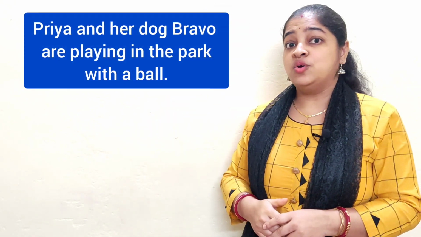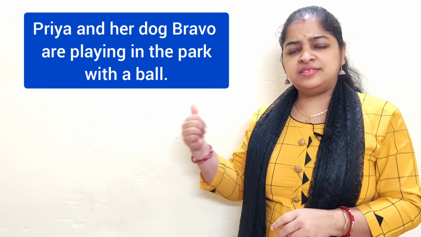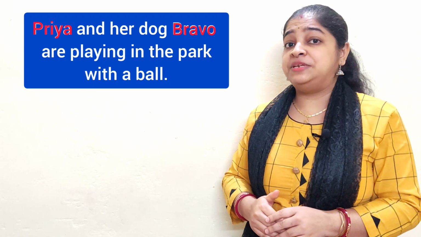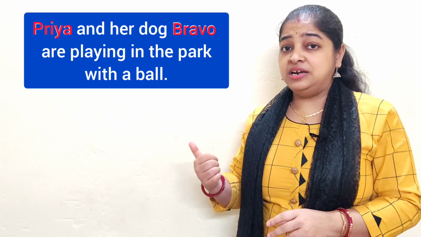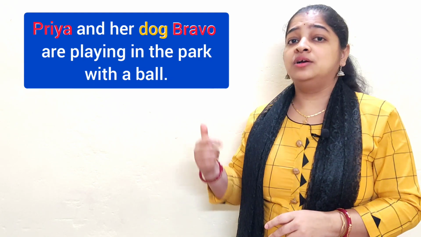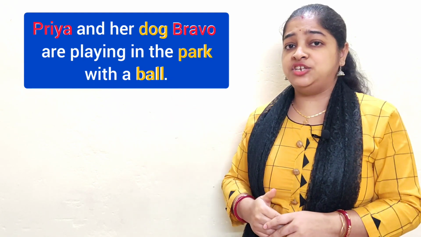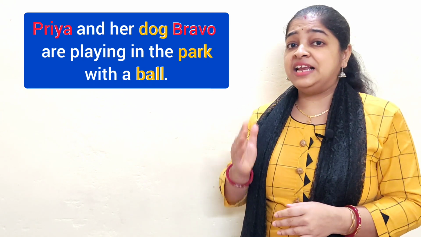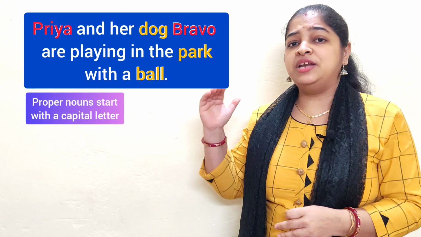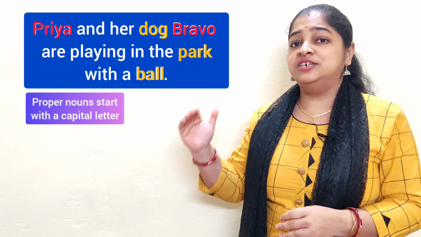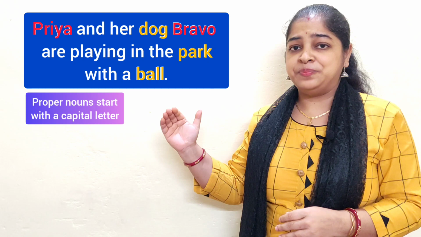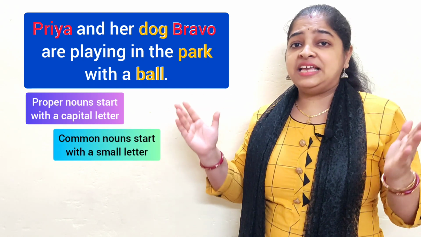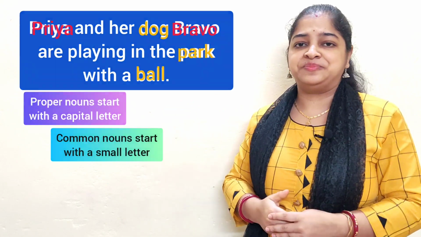Look at this sentence one more time. Here in this sentence, Priya and Bravo start with a capital letter. But the other nouns, dog, ball, park, start with a small letter. Because in English grammar, proper nouns always start with a capital letter, but common nouns do not require any capital letter at the beginning.